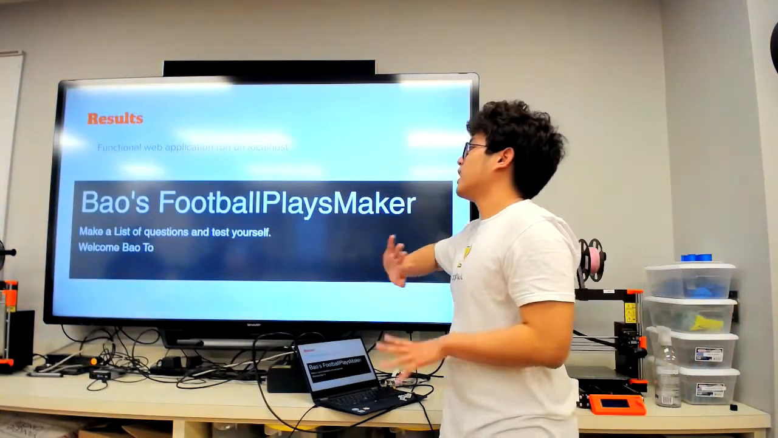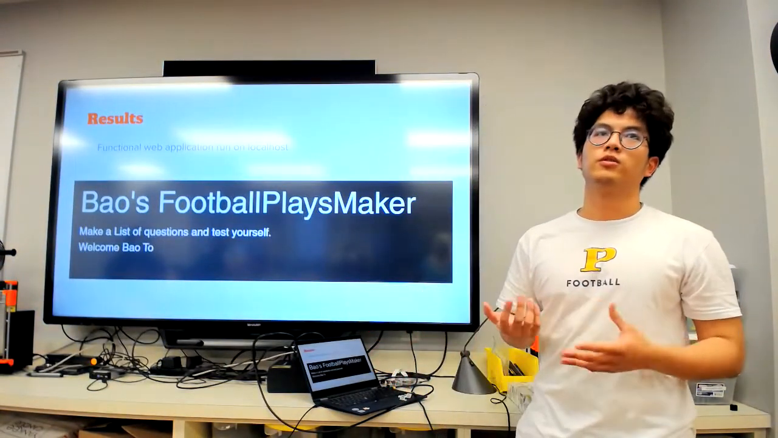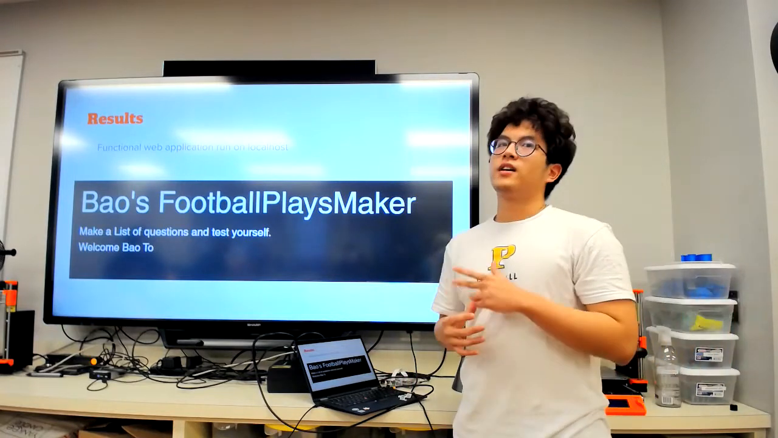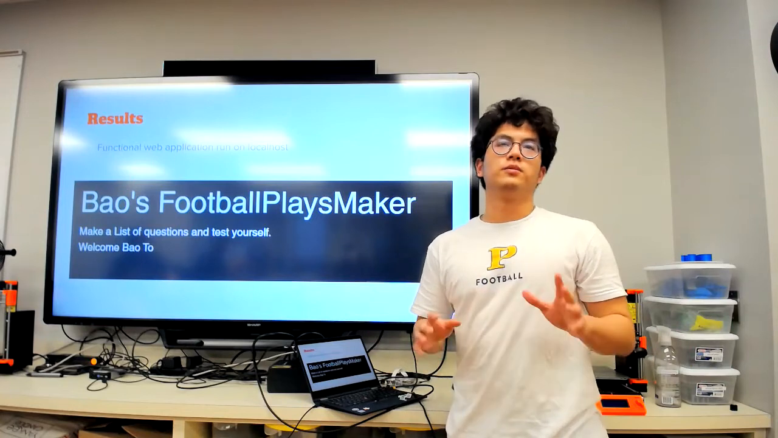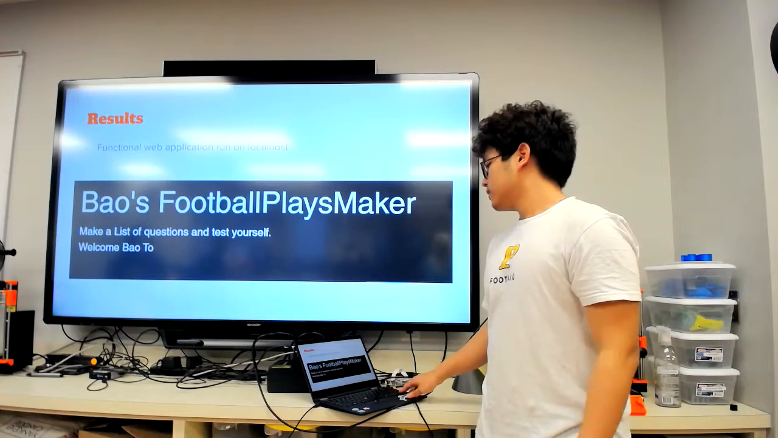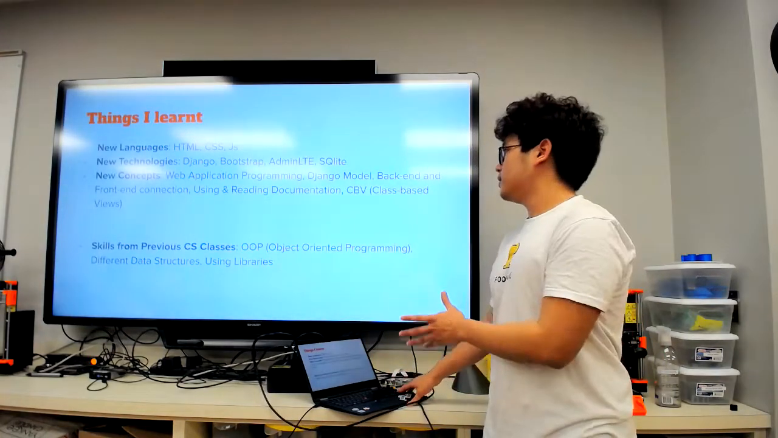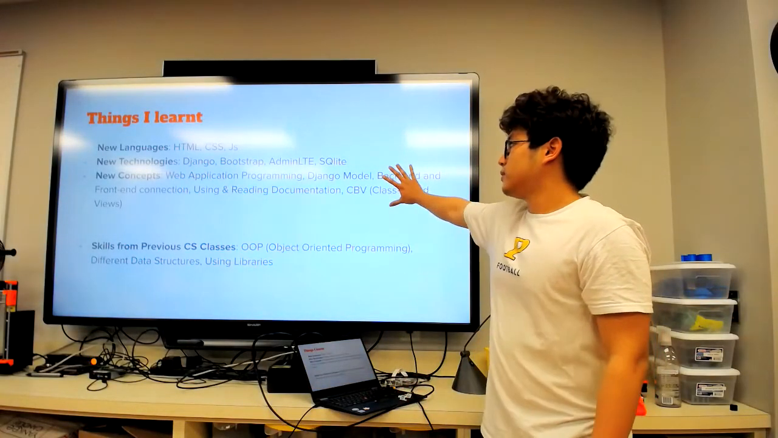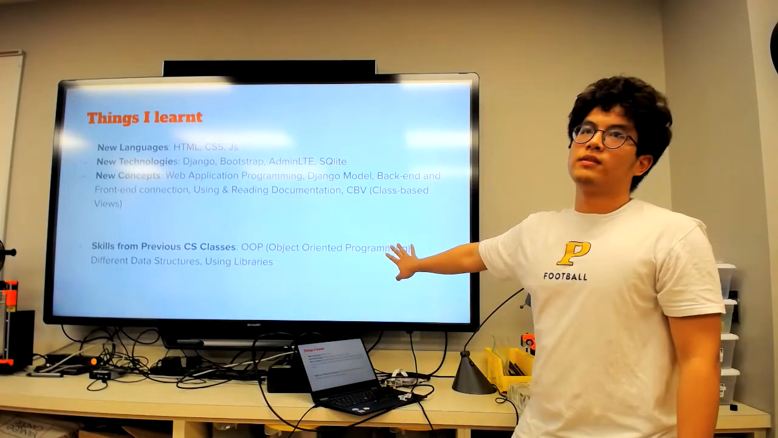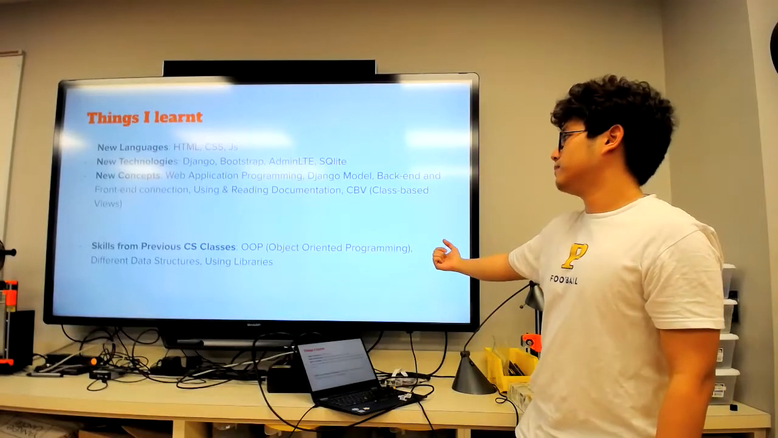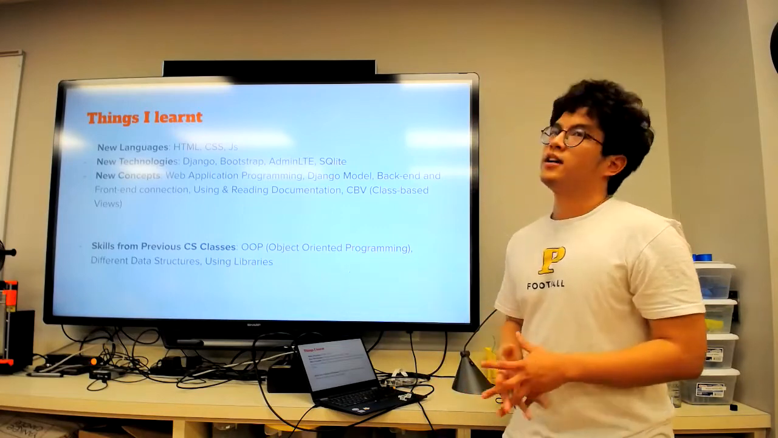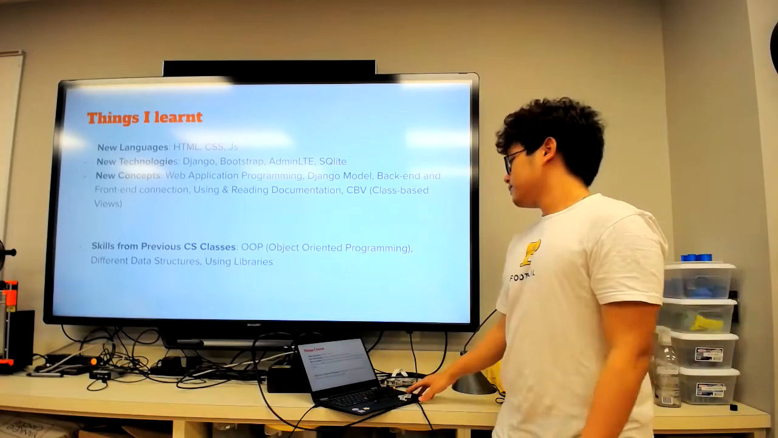So the results: I was able to make an actually functional website, even though there are some functions that do not function smoothly. I still think that it's an actually functional project. Things I learned: these are the technologies that I've learned, and some of the skills I used from my previous CS classes, which came in really handy, are object-oriented programming, data structures, and using libraries.